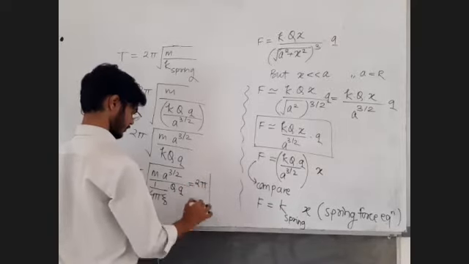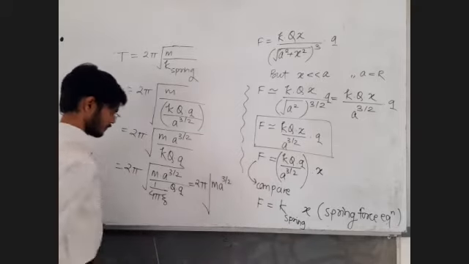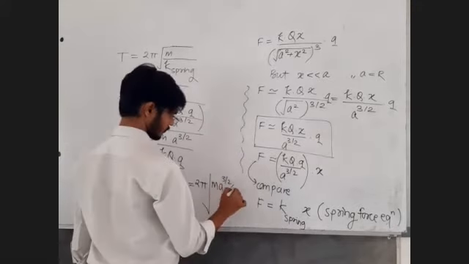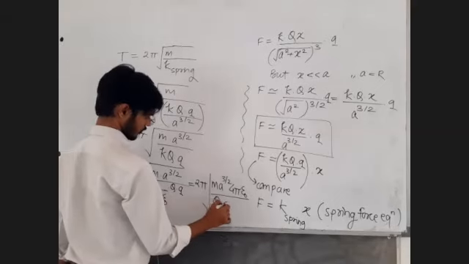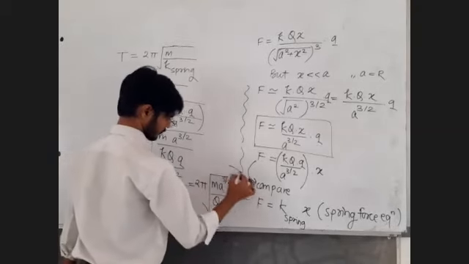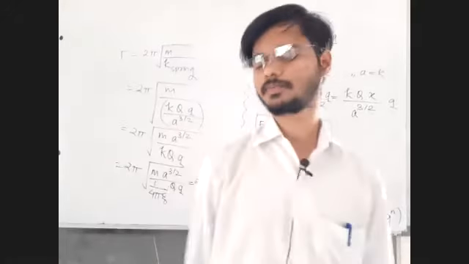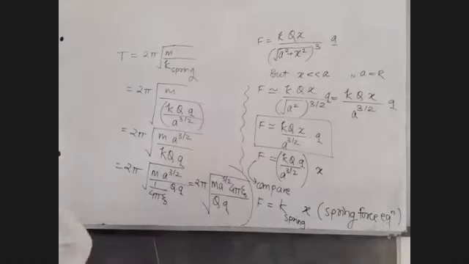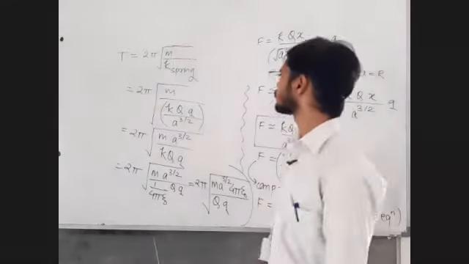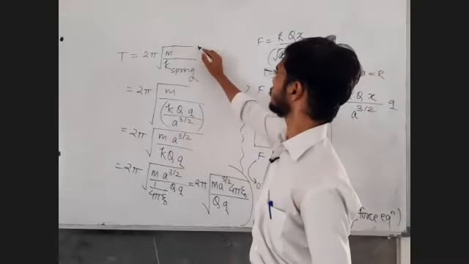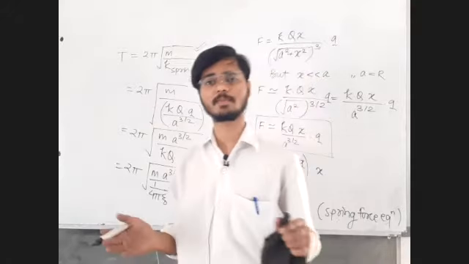2 pi under root m into a raised to 3 by 2, this 4 pi epsilon 0, divided by Q into q. That's it. Reply to me in the chat box, clear and written, CW. Understood? Simply, the formula of time period, 2 pi into root of m upon k, oscillation equation. This you should remember. These are basic formulae in oscillations. You should remember 2 pi into root of m upon k.